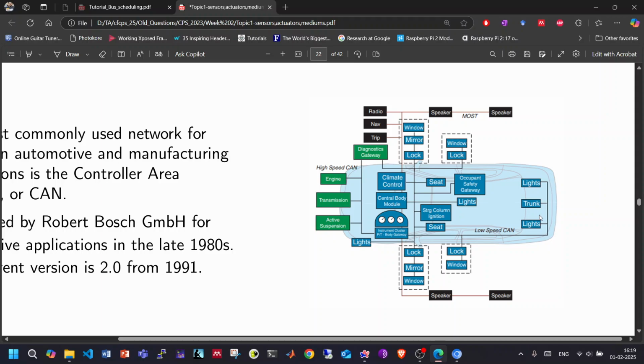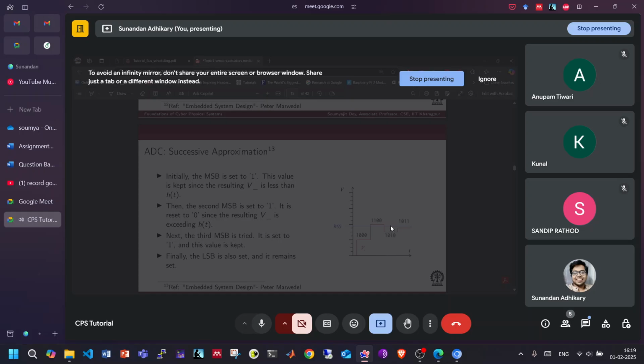Sir, I think the slides are not moving. Excuse me, sir, the slides are not moving. Okay, I'll stop presenting and present again.